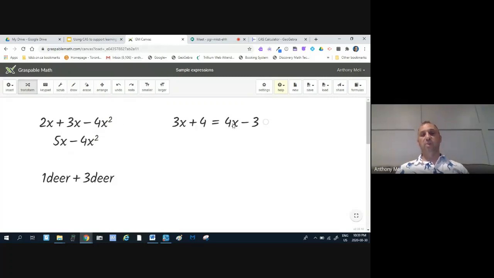But here I've got an equation. It's got two terms with x in it. I'm going to want to move the 3x term to the right side. I'm going to grab it and just drag it over. And it says, okay, minus 3x on the right side instead of adding 3x on the left.